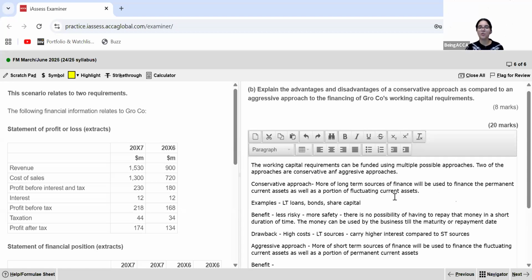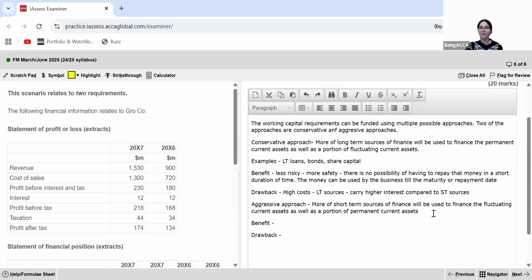And then when it comes to your aggressive approach, what are a few examples of funds that we are going to use? Examples will be overdraft. Examples will be payables. So here, the biggest drawback that you have is it is more risky. When you are using overdraft or payables, you have to make the repayment when the bank demands it if it's the overdraft. And if it is your payables, your suppliers can actually put pressure on you that it is high time you make our payment right now. So the drawback with the aggressive approach is definitely that it is more risky.